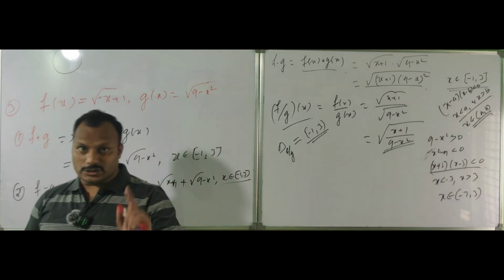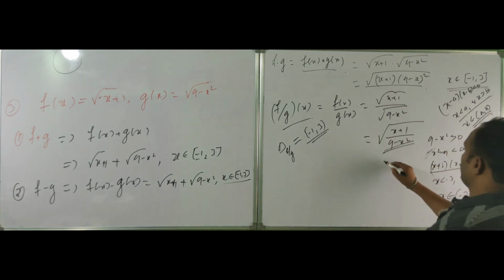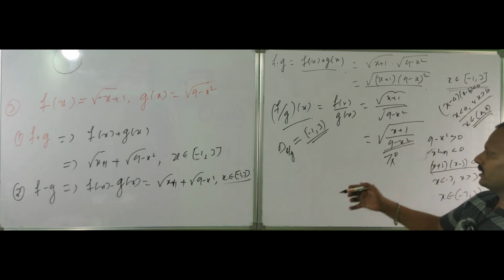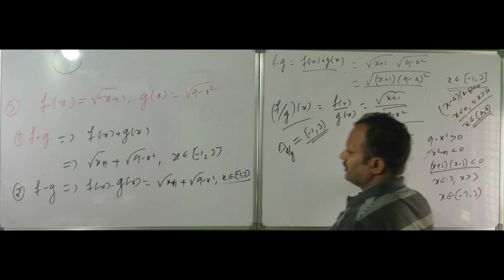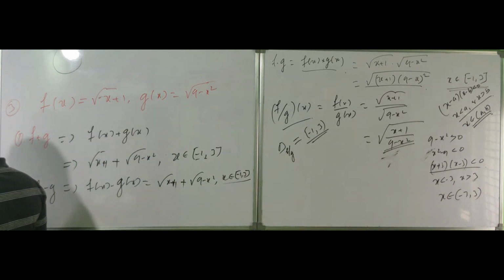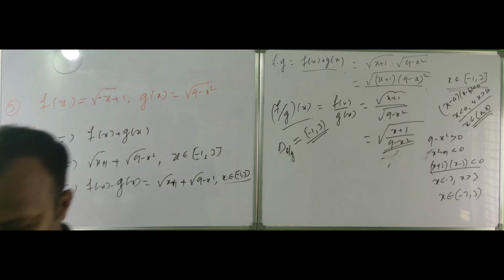Because that should not be 0. This is the reciprocal number and should be greater than 0. This always must be greater. If this becomes 0, this is not available. If 9 minus x square becomes 0, this is not defined completely. Then 2f minus root 5g. Some extra operations are there.